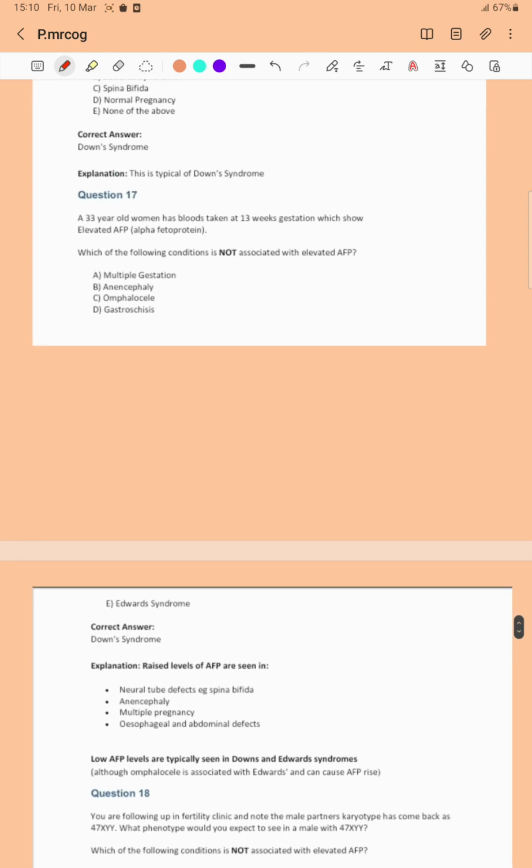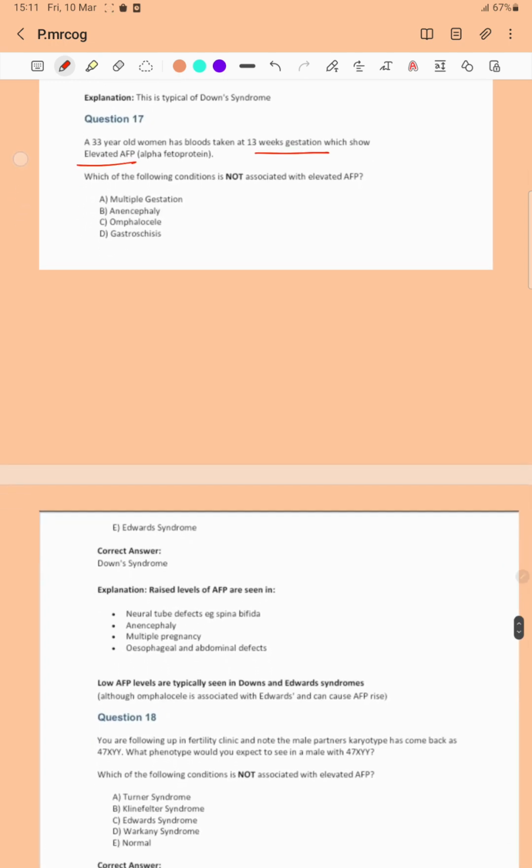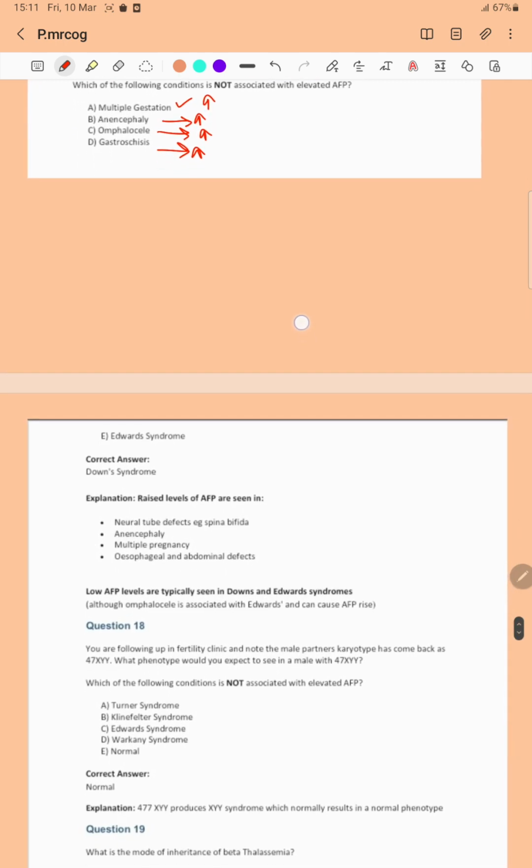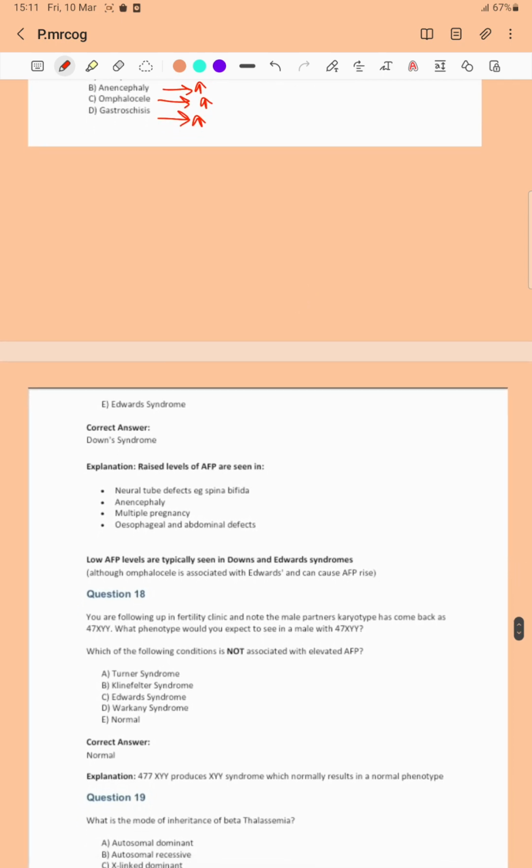A 33-year-old female has a blood test taken at 13 weeks of gestation, which shows elevated AFP, or alpha-fetoprotein. Which of the following conditions is not associated with raised alpha-fetoprotein? Multiple gestation, yes, it does follow the pattern of raised AFP. Omphalocele, yes, again raised AFP. Gastroschisis, yes, again raised AFP. And D is Edward syndrome.